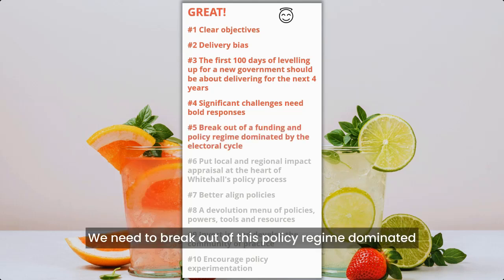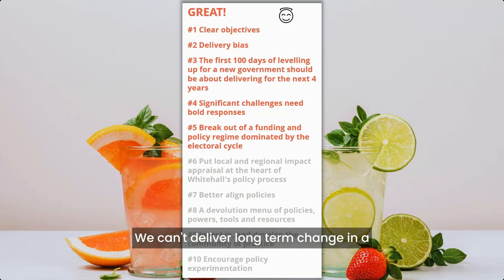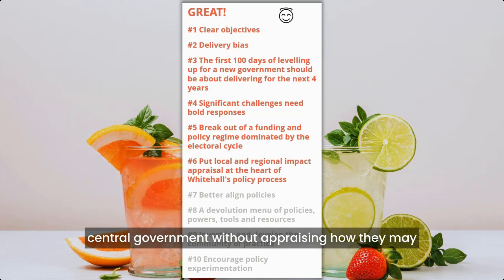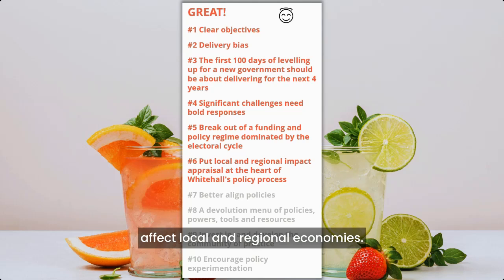We need to break out of this policy regime dominated by the electoral cycle, where we have 2 or 3 year funding programmes that come to an end. You can't deliver long-term change in a local economy over 2 to 3 years. Again, decisions are made in Whitehall and central government without appraising how they may affect local and regional economies, whether it's HS2 or R&D and science expenditure. No account is taken of its implications for levelling up. We need better alignment of policies.